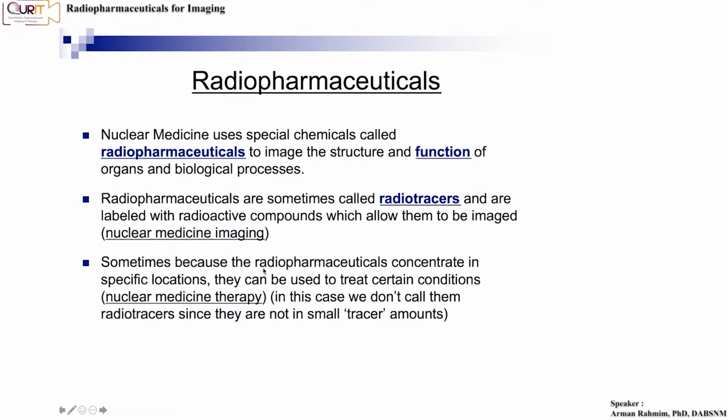But sometimes because they concentrate in specific locations, they can be injected, they can be given at very high doses to actually treat those areas in which they're concentrating. And we will learn about this more today. But in that case, we don't call them radiotracers because the expression tracer refers to small amounts. And the idea is for imaging, we're giving small amounts, so we're not disturbing the system, whereas in therapy, your intention in a sense is to disturb the system and to attack, for example, tumors.